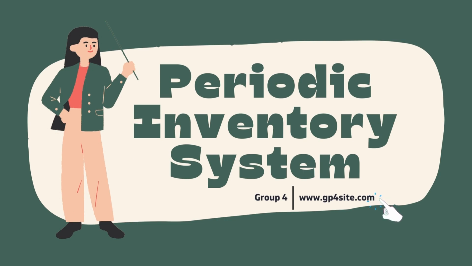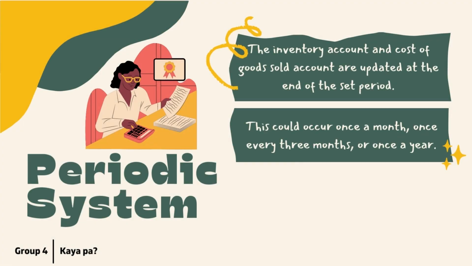Ano nga ba ang periodic system? Ang periodic system is the inventory account and cost of goods sold account are updated at the end of the set period. This could occur once a month, once every 3 months, or once a year. So, ibig sabihin nito is nag-a-update lang ang inventory account at cost of goods sold account bawat buwan. Depende sa kumpanya. Kaya 3 buwan or once a year.